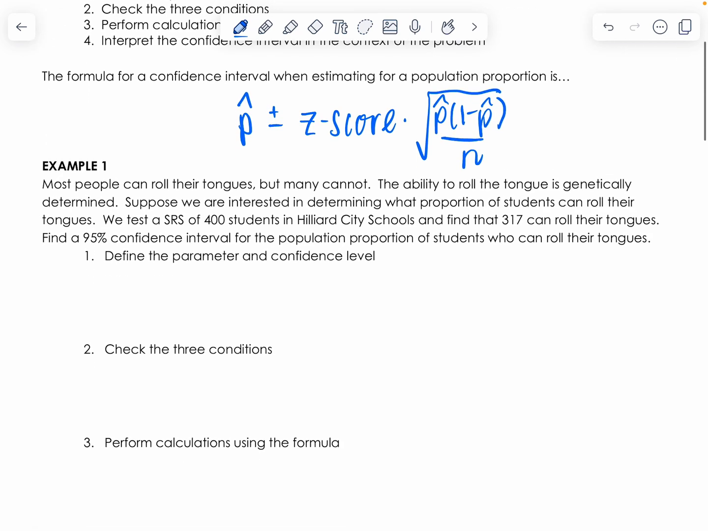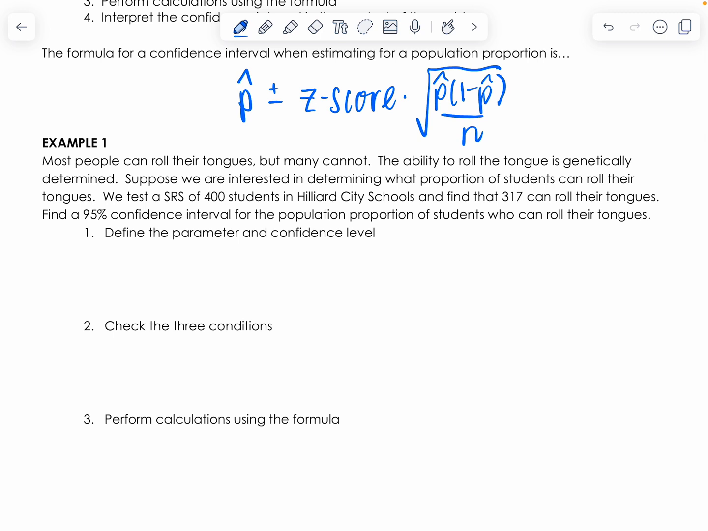All right, and so example 1 says most people can roll their tongues, but many cannot. The ability to roll the tongue is genetically determined. Suppose we are interested in determining what proportion of students can roll their tongues. We test a simple random sample of 400 students in Hilliard City Schools and find that 317 can roll their tongues. Find a 95% confidence interval for the population proportion of students who can roll their tongues.